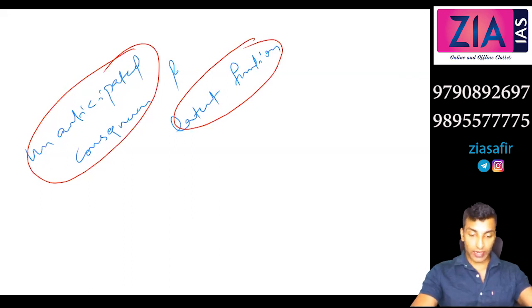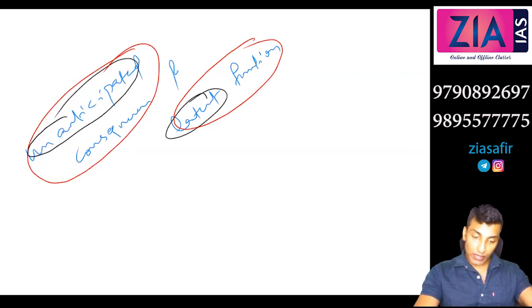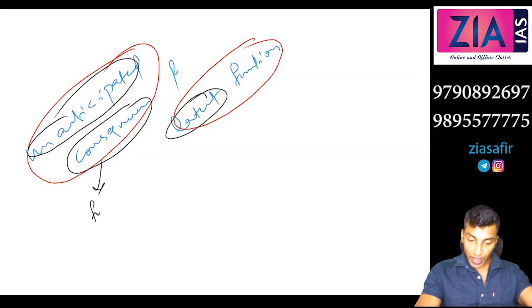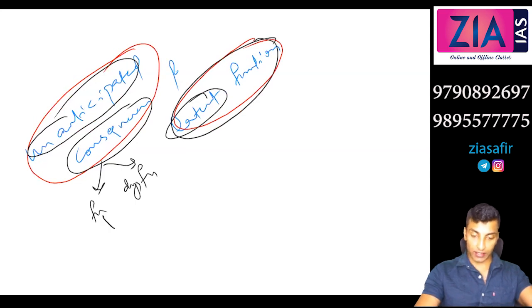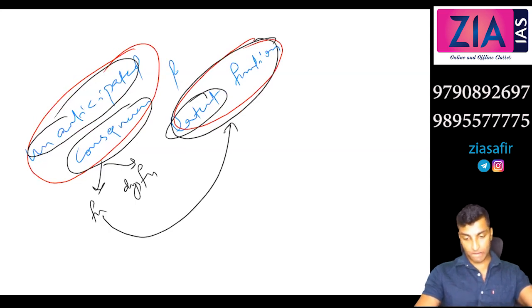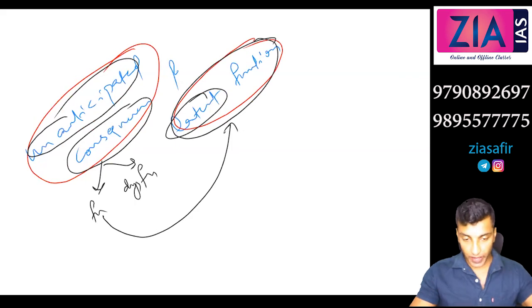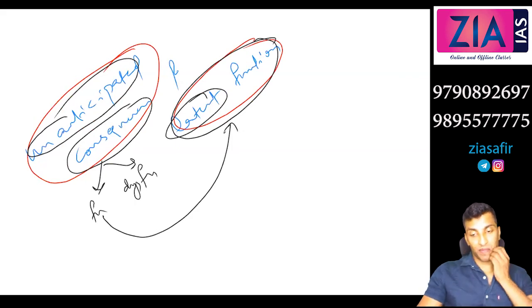See, this part is the same. Unanticipated and latent are both the same. Consequences involve both function and dysfunction. But what is asked? Latent function means only this part is asked.